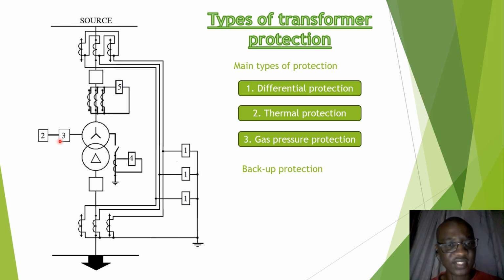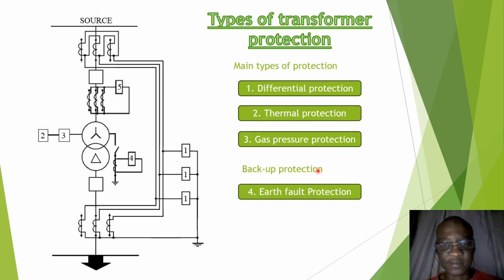Next, we have gas pressure protection. This protection is mainly used in oil filled transformers. During a fault, for example, the heat generated might lead to the vaporization of oil, causing abnormal levels of pressure to build up. So our gas pressure protection must detect these abnormal rises and act to protect our transformer.